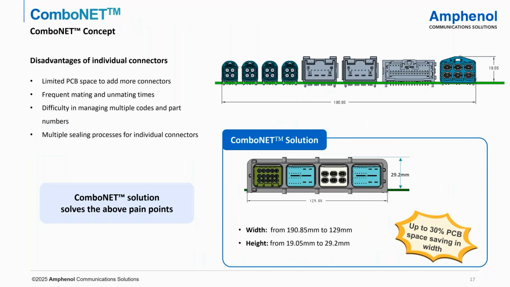If we pay attention to the right top picture, you will see, for example, 4 different types of mini FACRA. In the ComboNet, we can combine that into one connector, in one module. So we will combine all those discrete connectors into one interface, which will save already space around 30% on the PCB.